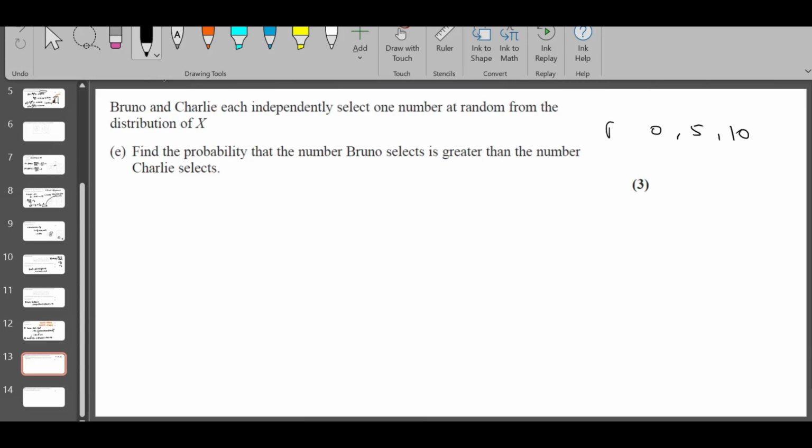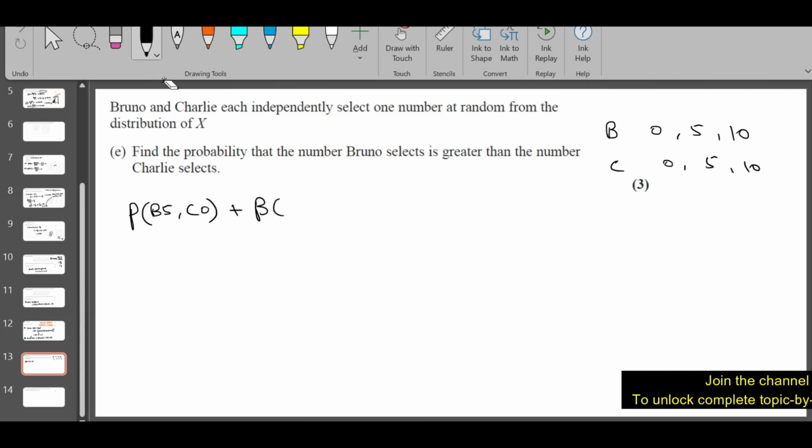Let's say Bruno takes any of these numbers and Charlie also takes 0, 5, 10. But the question clearly says the number Bruno selects is greater than the number Charlie selects. So if Bruno chooses 0, there is no number bigger than 0 for him, so he cannot take 0. He can take 5. I'm going to write it as B5: Bruno 5, Charlie 0, so Bruno's number is bigger than Charlie's number.